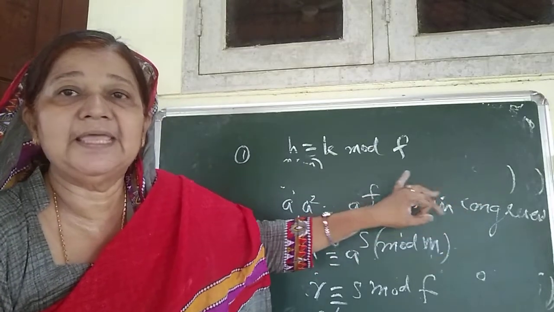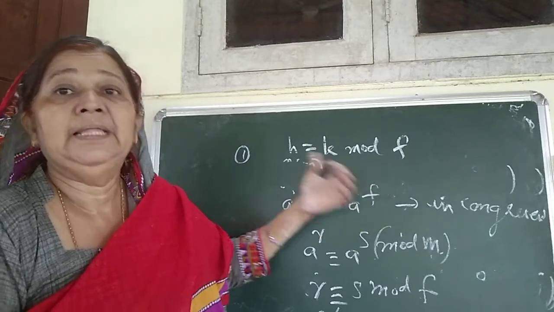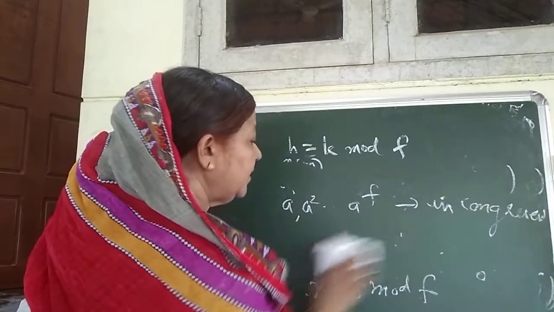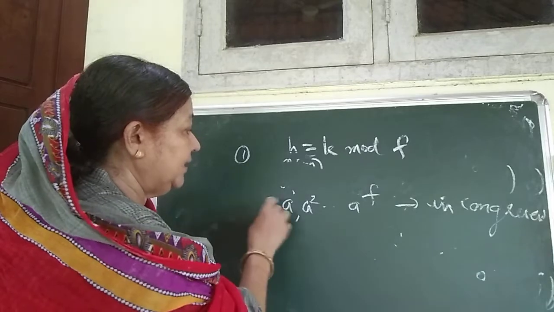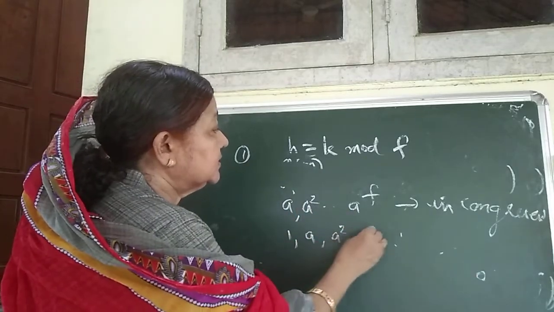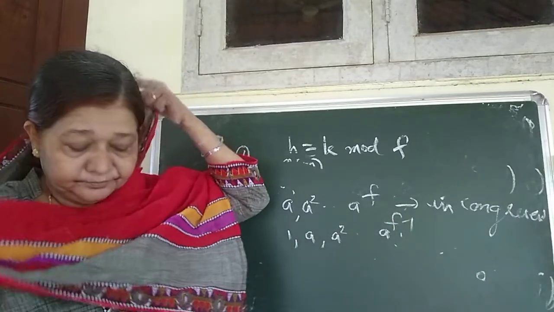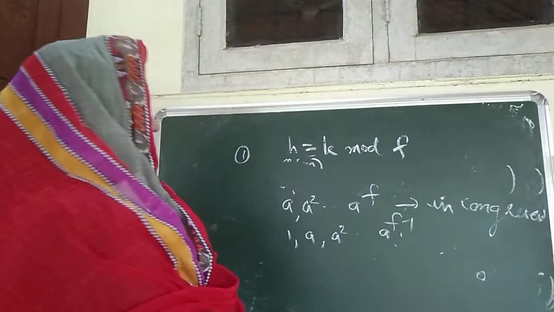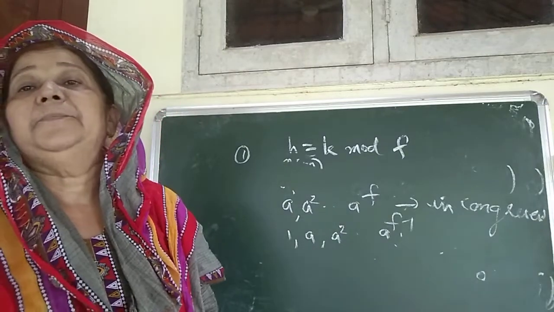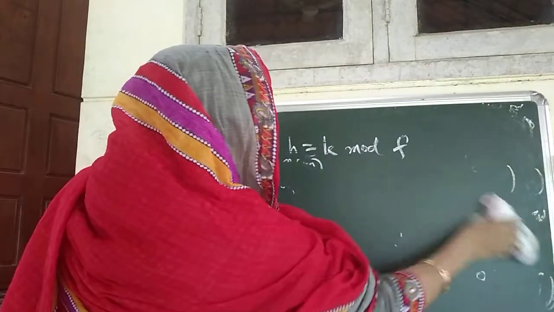A square, etc., a raised to f. Or we can say that a raised to f equal to 1. Otherwise we can say that 1, a square, etc., a raised to f minus 1 are incongruent. Then we can find the relationship between these primitive roots and quadratic residue, the reduced residue first of all.